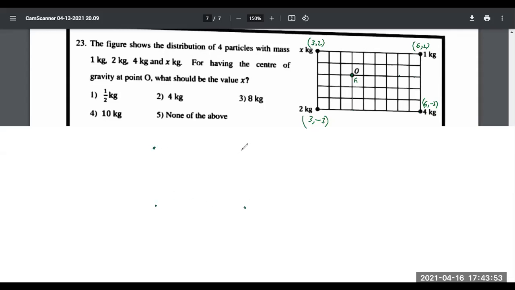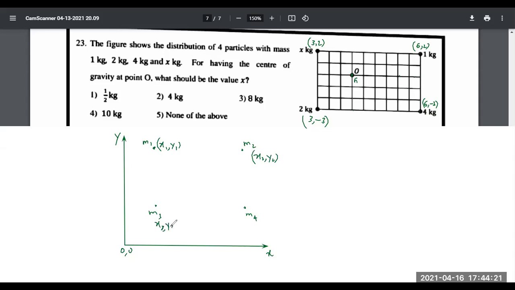Imagine there are 4 random masses like this: M1, M2, M3, and M4. And this is the origin, in a Cartesian plane, 0, 0. This is the x-axis. This is the y-axis. So they all will have coordinates: x1, y1. This will have a coordinate x2, y2. And this will have a coordinate x3, y3. And this will have a coordinate x4, y4. And the center of gravity will be somewhere here, and its coordinates are x comma y.